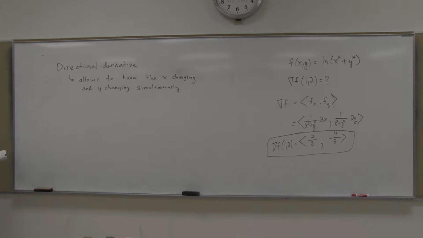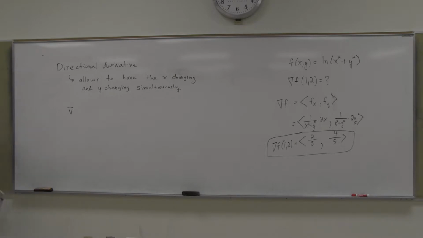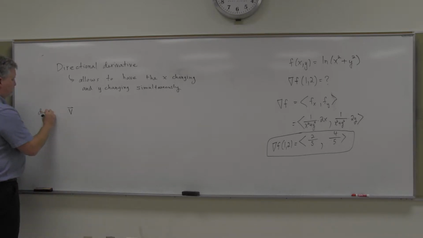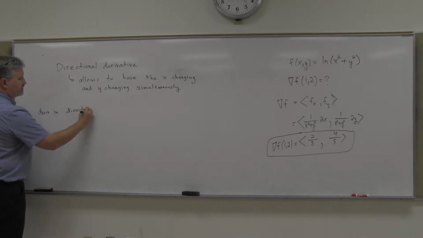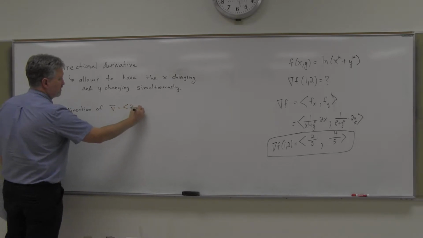Okay, and like I said, we'll be given the direction that we want. For example, if we have, say, I want the directional derivative, and I want it in the direction of v equals 2, 1.